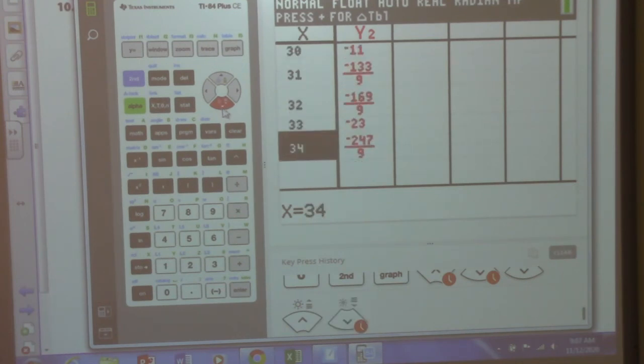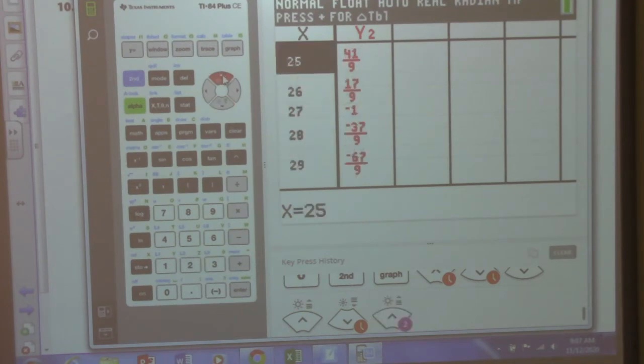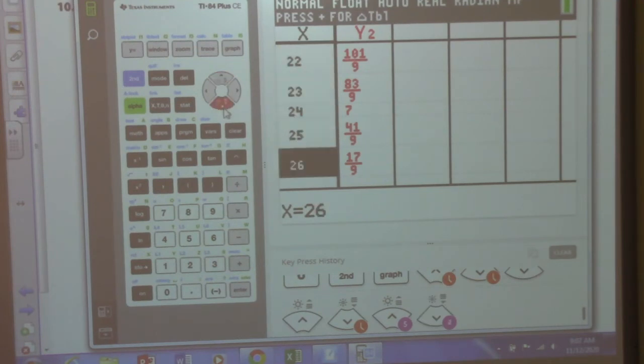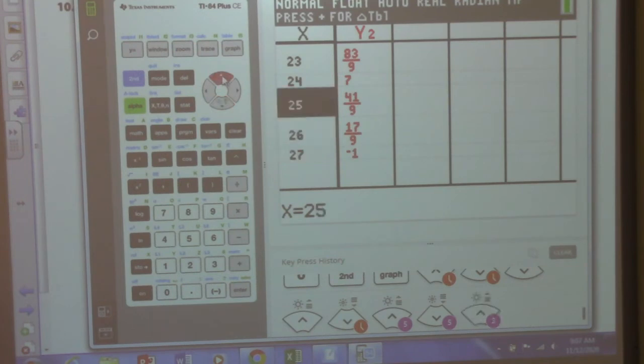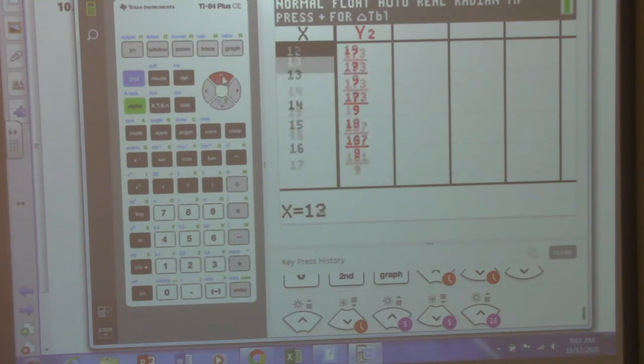And what other points do we have on this? We have 0, negative 1. And then 3, 7. So they're all here, right? So that's the check of it.